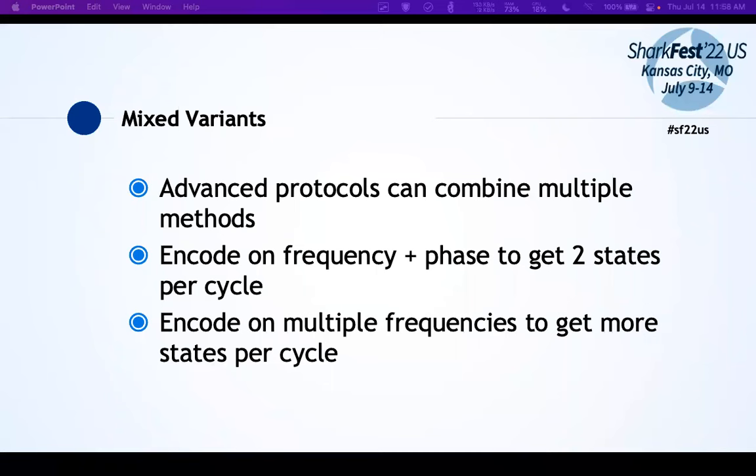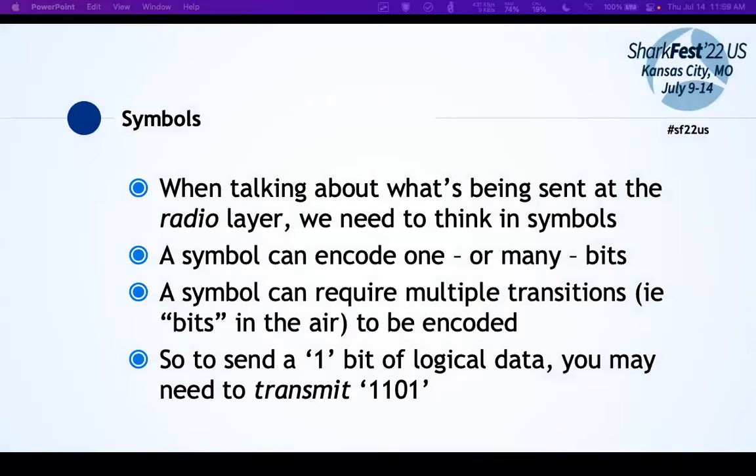So the more advanced radio protocols are just stacking more and more of the encoding types together to try to cram more data into one cycle of transmission. So we're talking about bits on the air versus bits in the protocol. When we're talking about what's being sent at the radio layer, we need to think about symbols. A symbol can encode 1 or sometimes more than 1 bit in a communication.